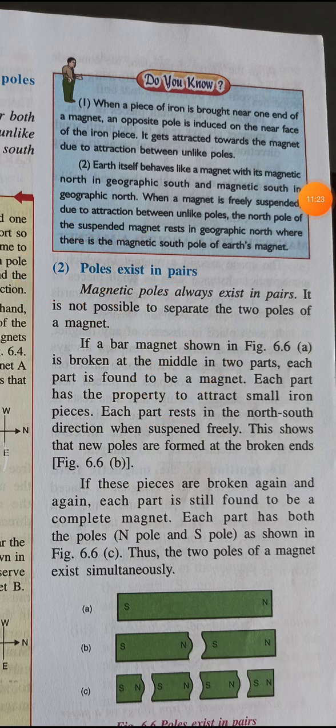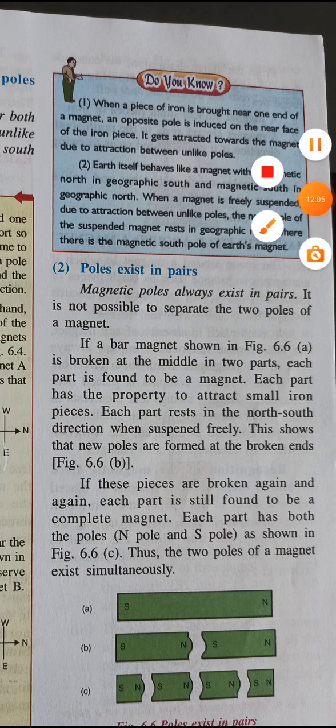And second, the earth itself behaves like a magnet, with its magnetic north in the geographic south and its magnetic south in the geographic north. Its north is in the geographic south, and its south is in the geographic north, so north and south attract each other. So when a magnet is freely suspended, due to attraction between unlike poles, the north pole of the suspended magnet rests in geographic north, where there is the magnetic south pole of the earth's magnet.